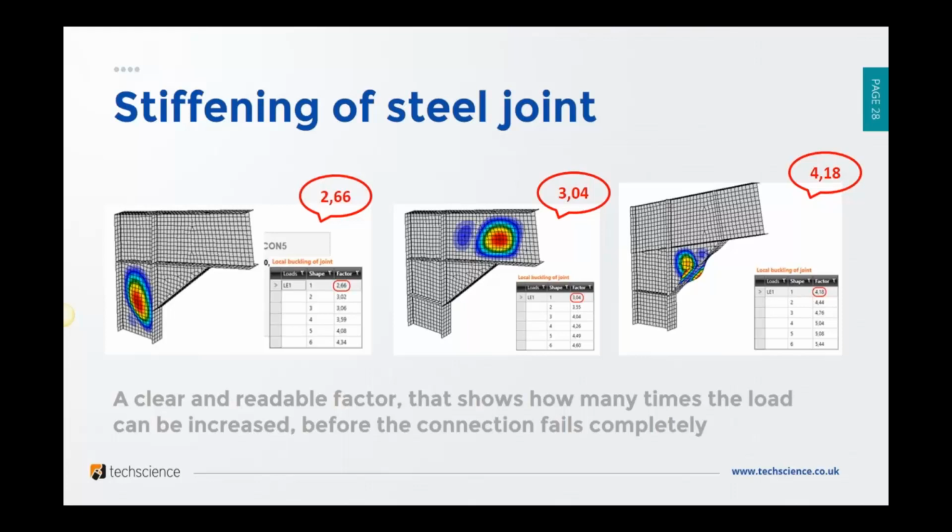By introducing a stiffener on the column, we see that the buckling moves to the web of the beam, and that gives us a slightly higher factor. In the third example, we introduce a stiffener on the beam as well, so now the buckling appears on the stiffener. And now, of course, the factor is much higher.